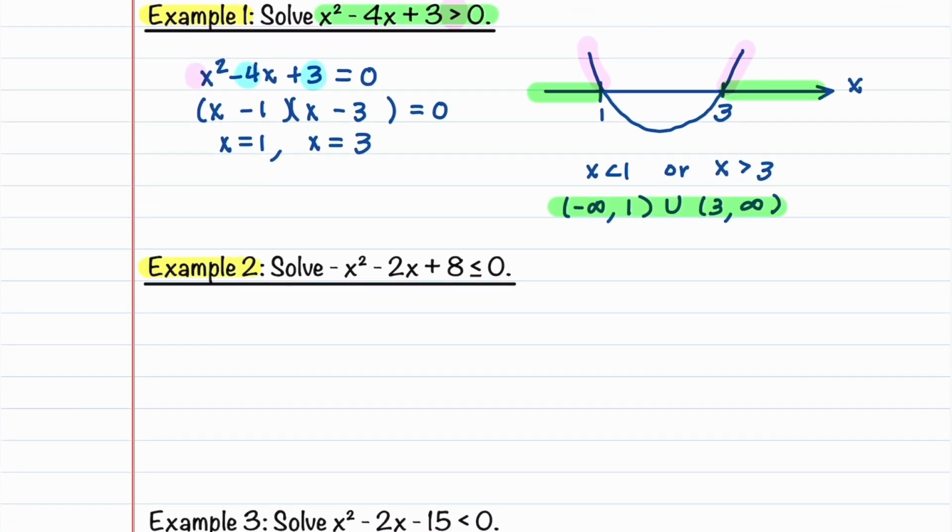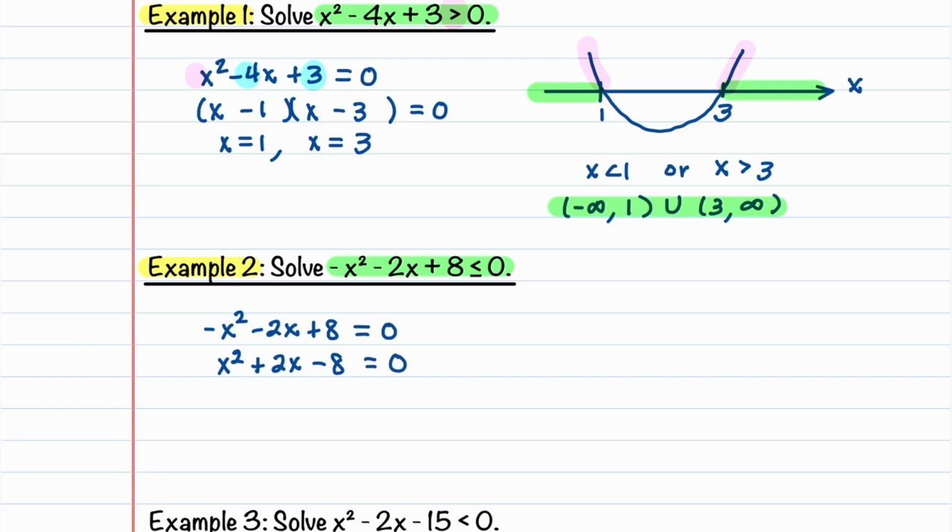In our second example, we're going to be solving the quadratic inequality minus x squared minus 2x plus 8 is less than or equal to 0. Just like we did with our first example, we're going to start by solving the quadratic equation. That equation is minus x squared minus 2x plus 8 is equal to 0. To make things easier, let's multiply both sides of the equation by a -1 so that we have a positive 1 in front of our x squared. This gives us x squared plus 2x minus 8 is equal to 0.